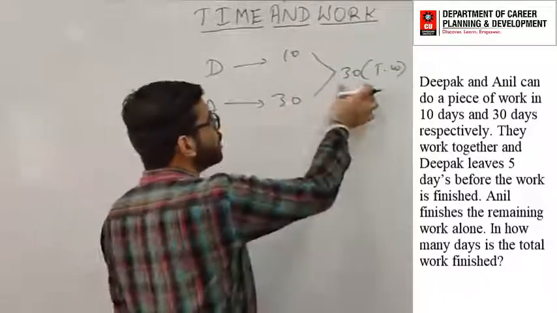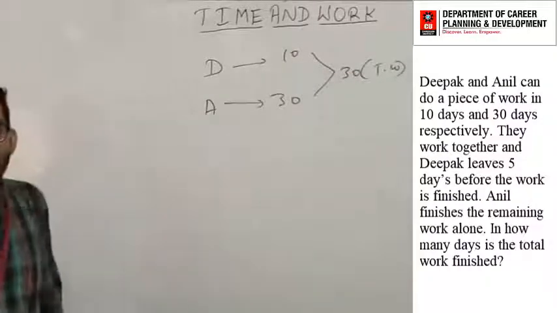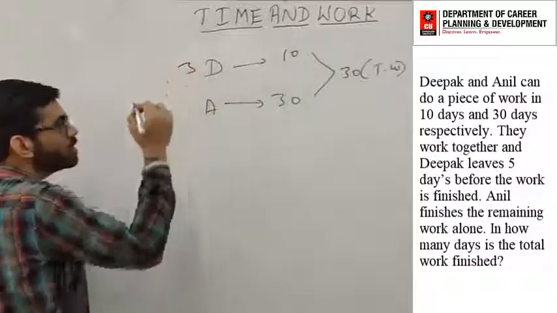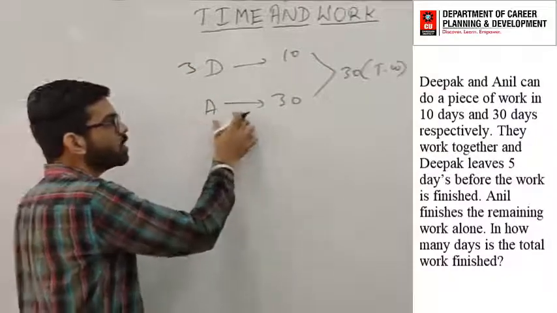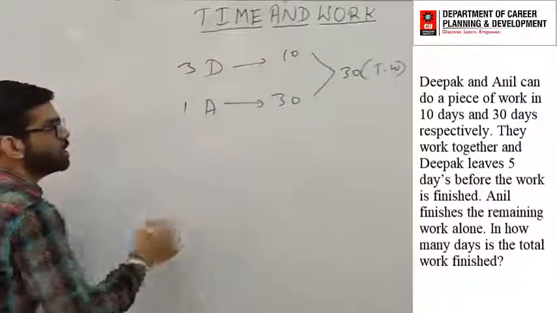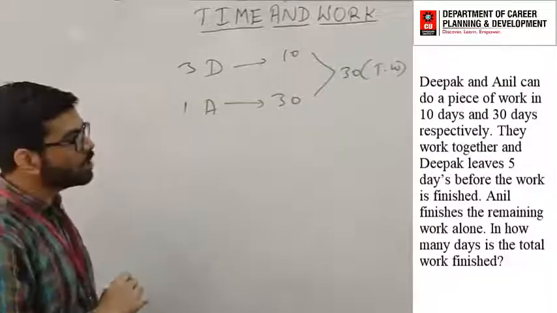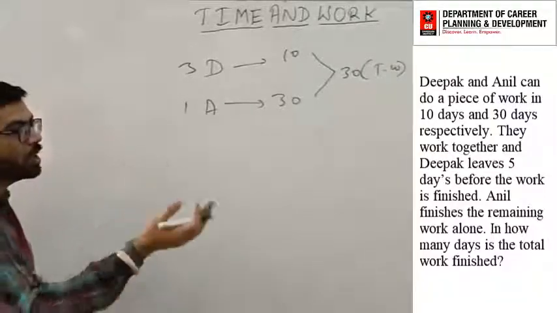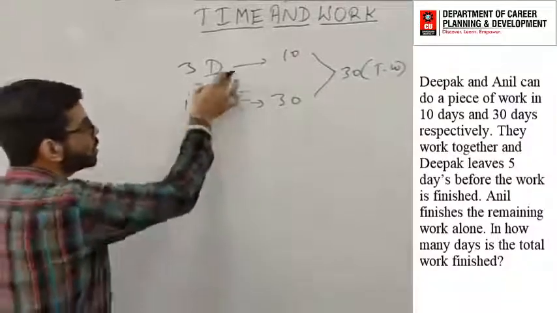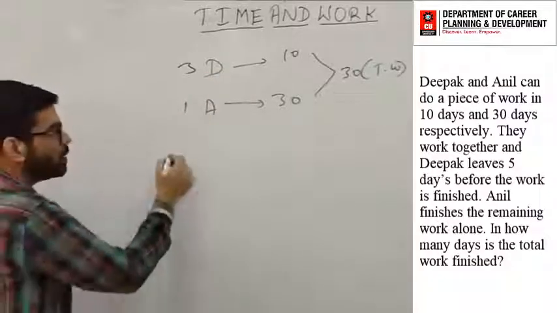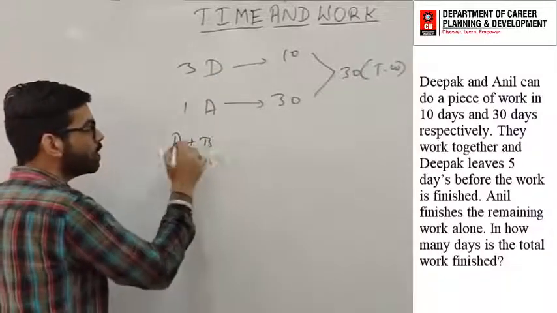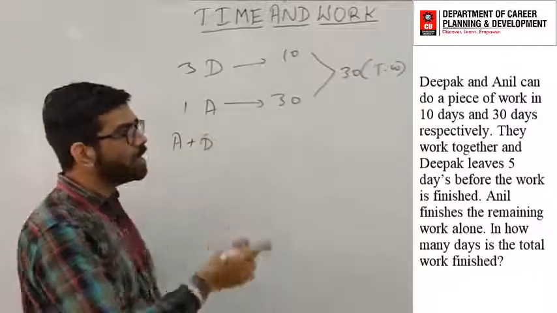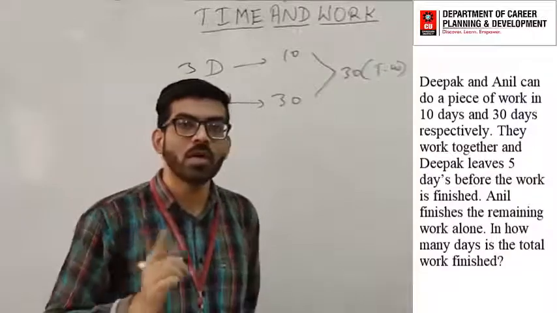If 30 is your total work, D can complete it in 10 days. So efficiency of D comes out to be 30 divided by 10, which is 3. Efficiency of A comes out to be 30 divided by 30, which is 1. Now as per the conditions, D leaves 5 days before the completion of work, and together they are working. Okay, so in starting they are working together. So that means in starting A and D both are working.